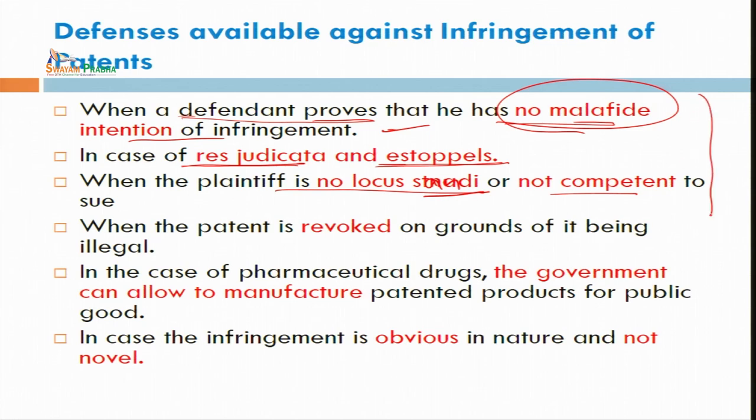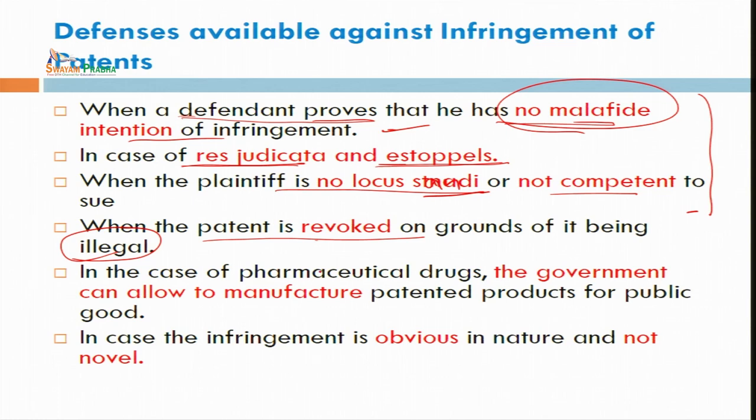This is a very good provision, these defenses given to the defendant for his own protection. When a patent is revoked, for example, as we discussed in the earlier slide, when a patent is not renewed, then also the defendant is not liable. Similarly, in some circumstances, when the Government of India or the Indian Patent Office revokes the patent of the patentee, this defense is also available to the defendant. A special ground is also given: the patent is revoked on the ground of being illegal. So, if an invention is illegal, he has no right as patentee.